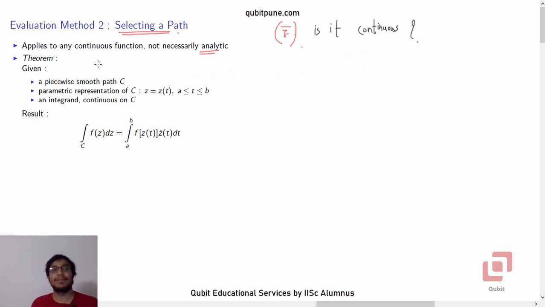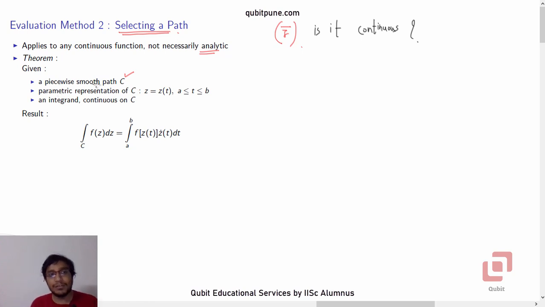So let's go to the theorem which tells us when we can apply the second method. Suppose we have a piecewise smooth path C, meaning it may have corners in between, but only finitely many corners. When we have a piecewise smooth path C, we can make use of the properties of line integrals that we have discussed, the path partitioning property.